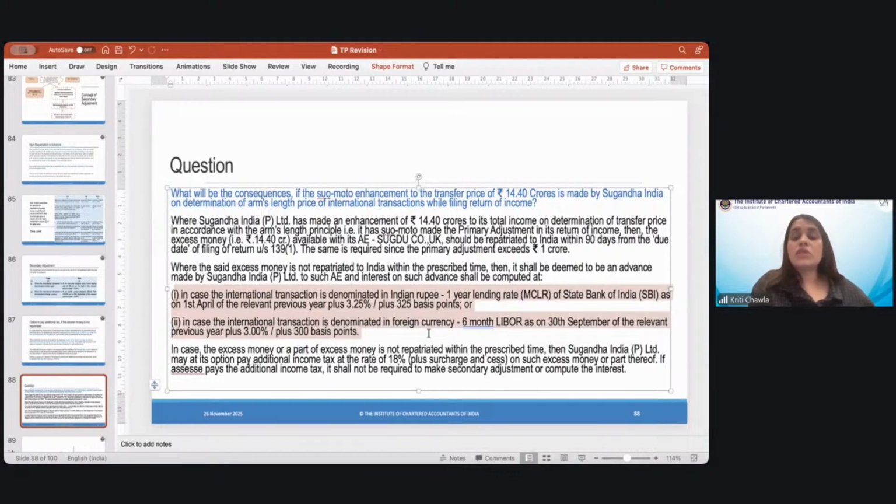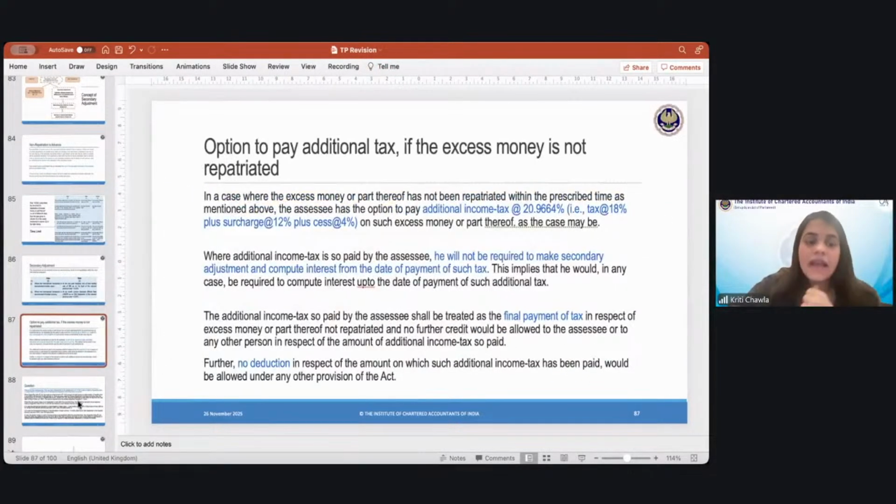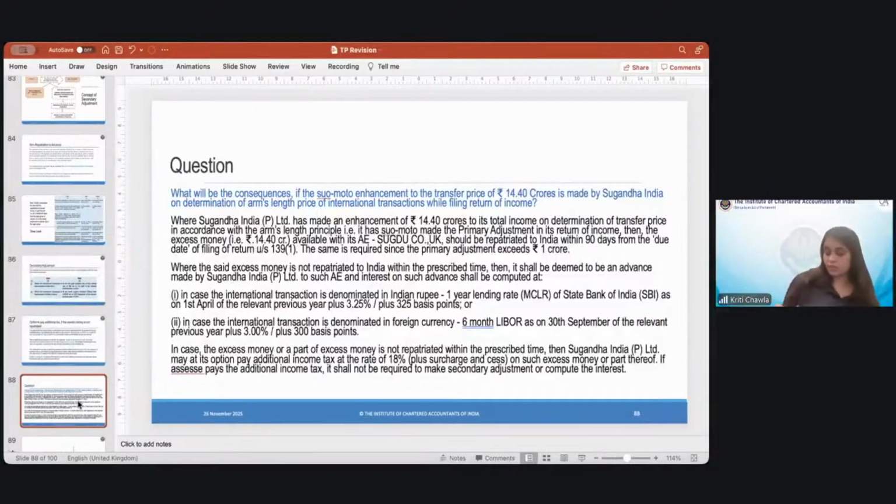And that will be added as income of the Indian company. But if this amount is not repatriated within this particular time, then you can pay an additional income tax of 18% plus surcharge and cess, which is 20.9664%, and that will be considered as the final payment of tax. So this is everything that you have to mention in this kind of question.